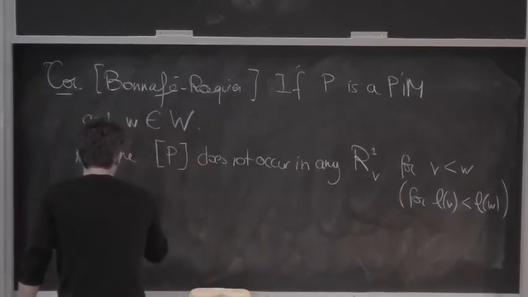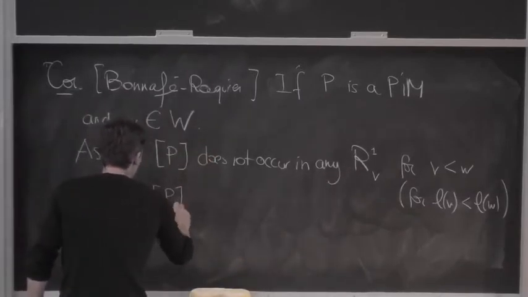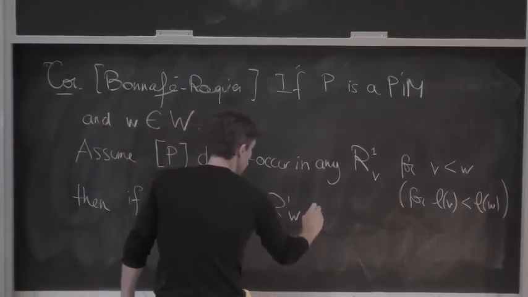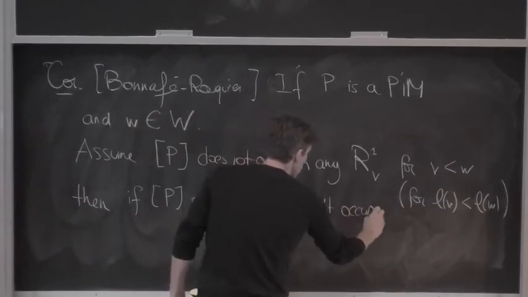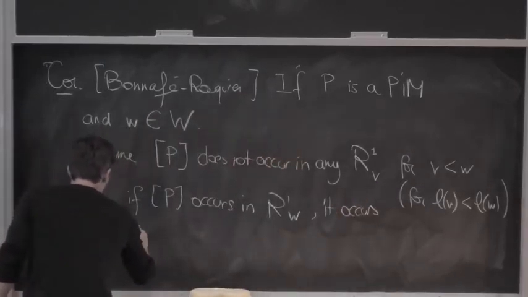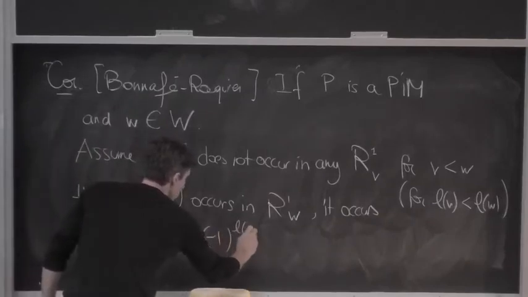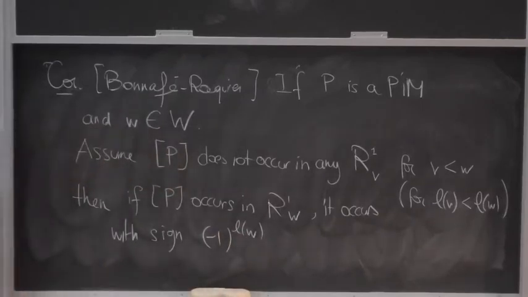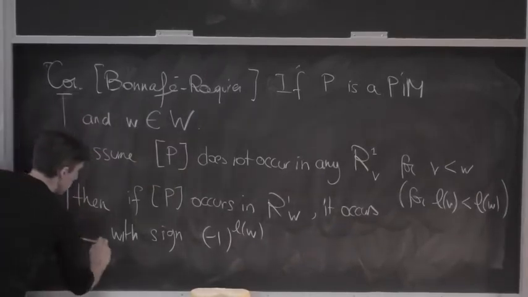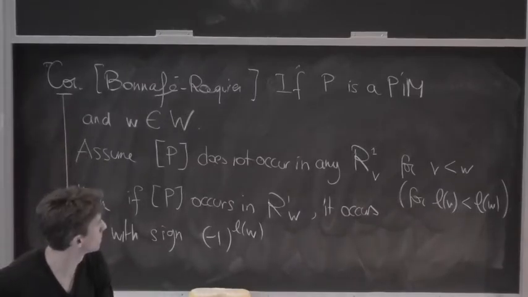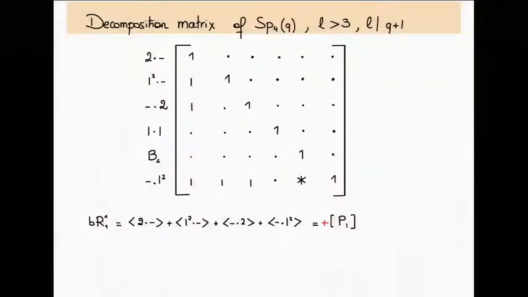So then if P does occur in this R_1^W, it occurs with a sign which is equal to (-1) to the length of W. Okay, so let me go back to the computation and explain these signs. So here you're starting with 1, which is the smallest Weyl group element.